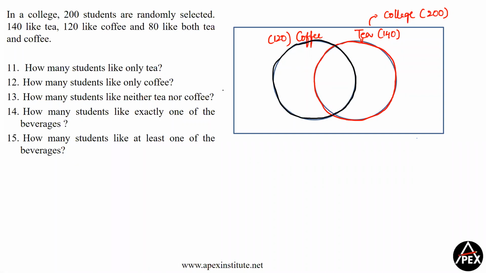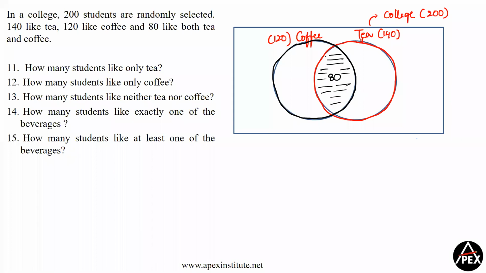Now, do we have any student who likes both tea and coffee? Yes. So it is given that 80 students like both tea and coffee. So where will those 80 students be? The intersection. The intersection of tea and coffee. Yes. So I can say that those 80 people will be in this region.